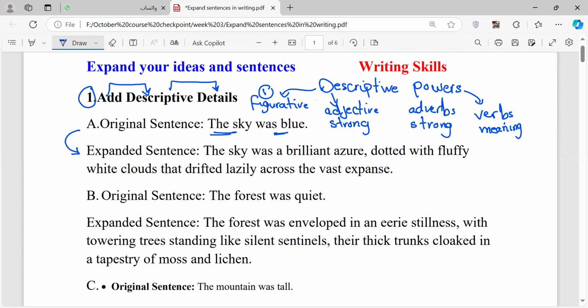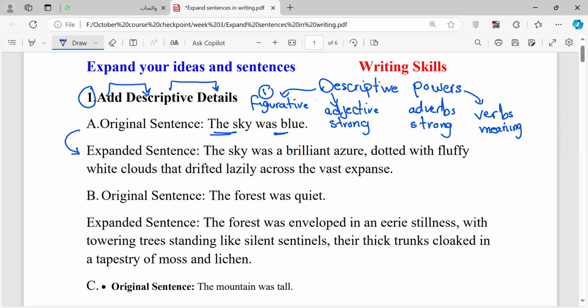Which one? We are in number one, expanded sentence. A. The sky or the forest? The sky. I read: the sky was a brilliant azure, dotted with fluffy white clouds that drifted lazily across the vast expanse. Thank you. What do you think of this sentence?